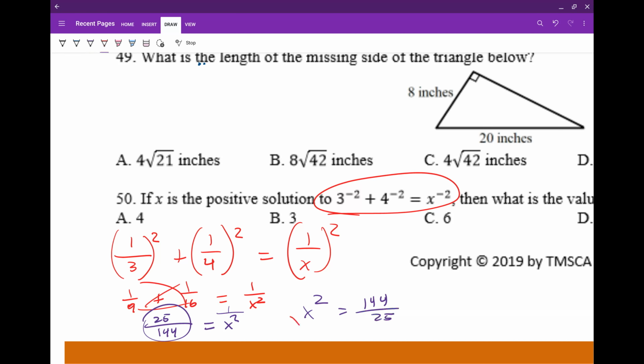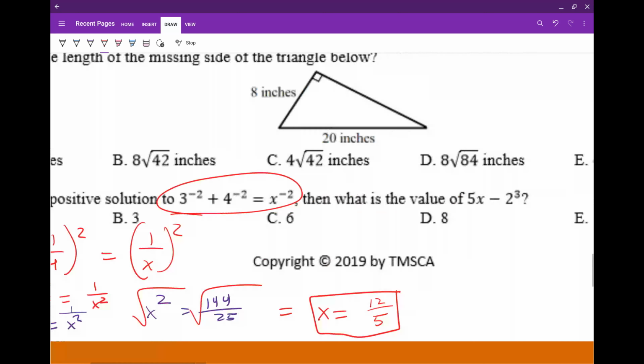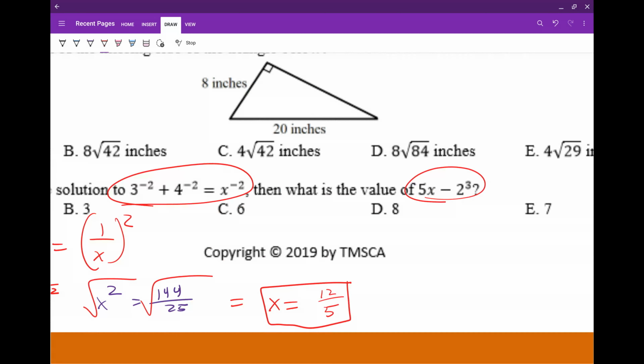You take the square root. It's normally plus or minus, but it's asking for the positive solution. So that would make it just positive. And so after that you get x equals, the square root of 144 is 12, and the square root of 25 is 5. You get 12 over 5 equals x. That's not your answer, because it's asking for the value of 5x minus 2 cubed. So then you have to plug it in.